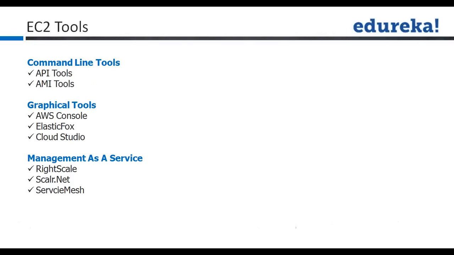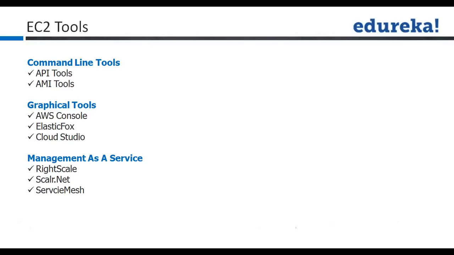tools. AMI tools are special tools available which are part of the CLI tools only. When you want to create an AMI, Amazon used to provide AMI tools. Also, there are some people who have developed their own applications to use Amazon. So those are the graphical tools. Amazon Management Console is one of the graphical tools offered by Amazon.